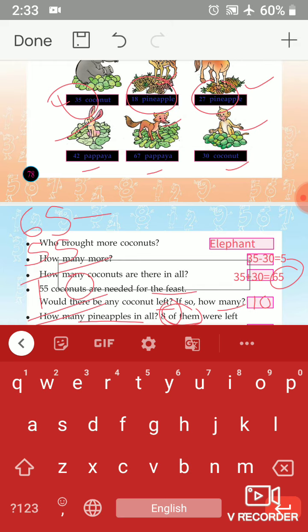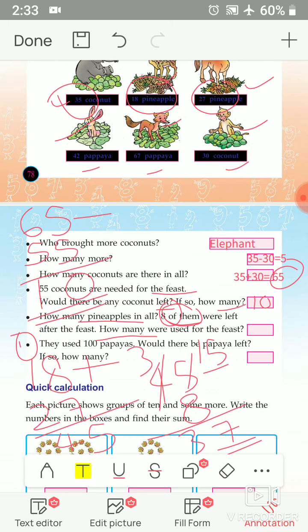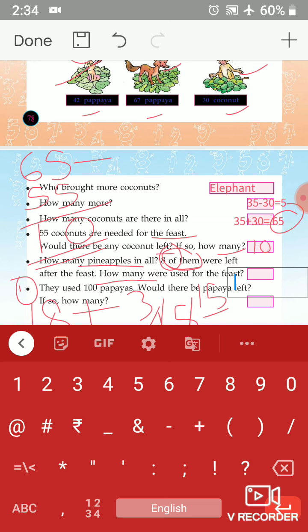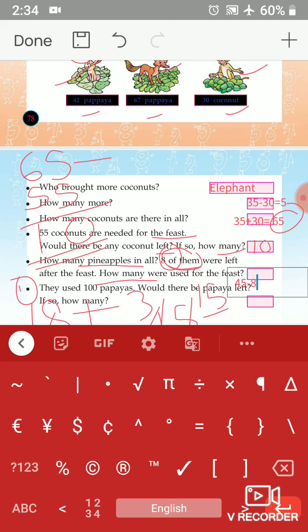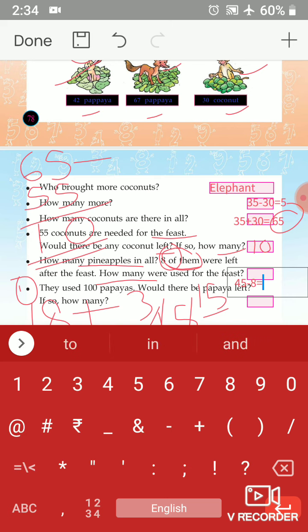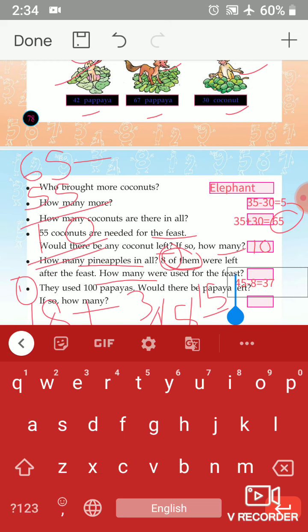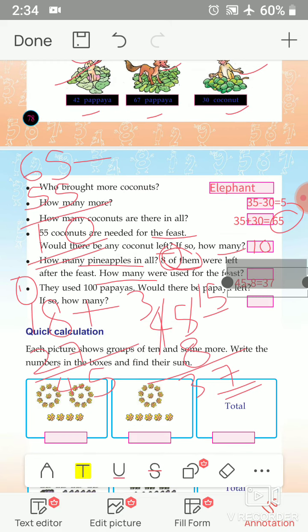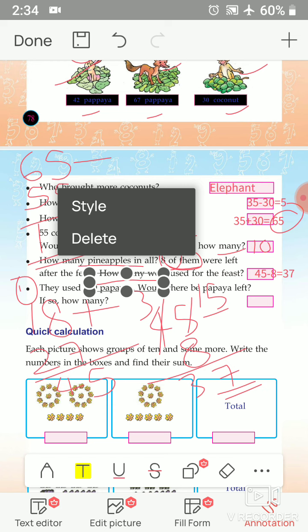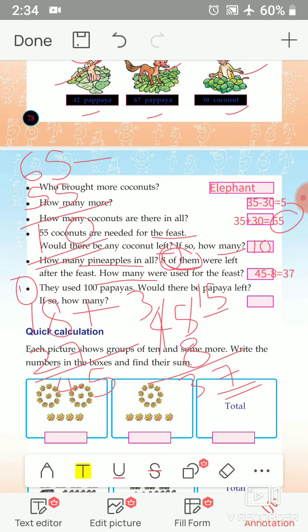So all of you write in the box: 45 minus 8 is equal to, which is the answer? Yes, 37. Okay. Then next question.